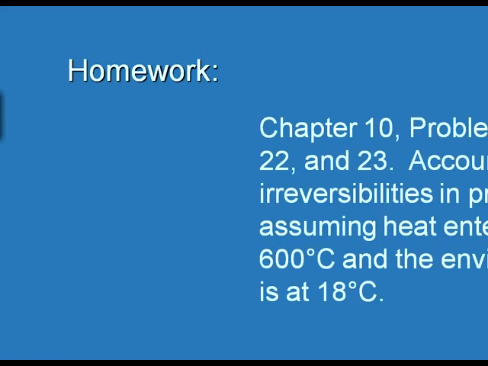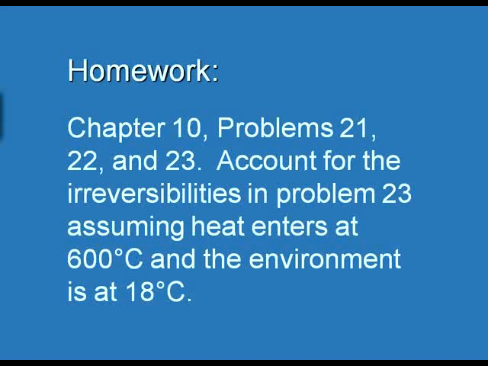And so for homework, what I'd like you to do is look at Chapter 10, problems 21, 22, and 23, and then go through and do this irreversibility analysis for problem 23, assuming that heat enters at 600 C and that the environment is at 800. And that's kind of a nice summary of the Rankine cycle, and a good overview of what happens to all our potential to do work that we started with, with the heat coming in at 800 degrees C. So it takes care of quite a few things here.